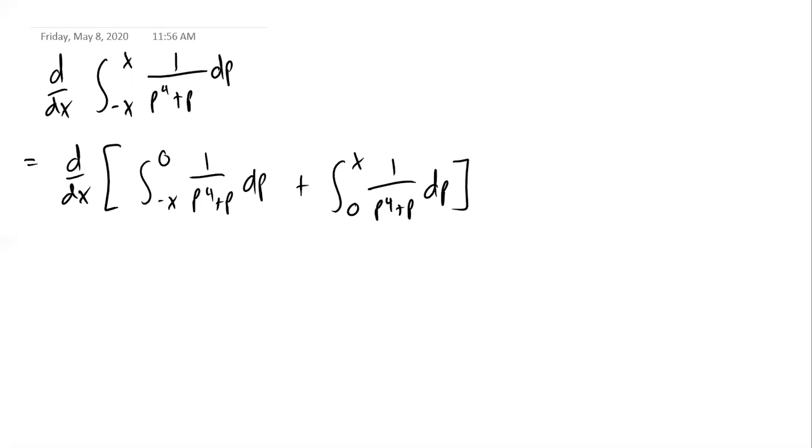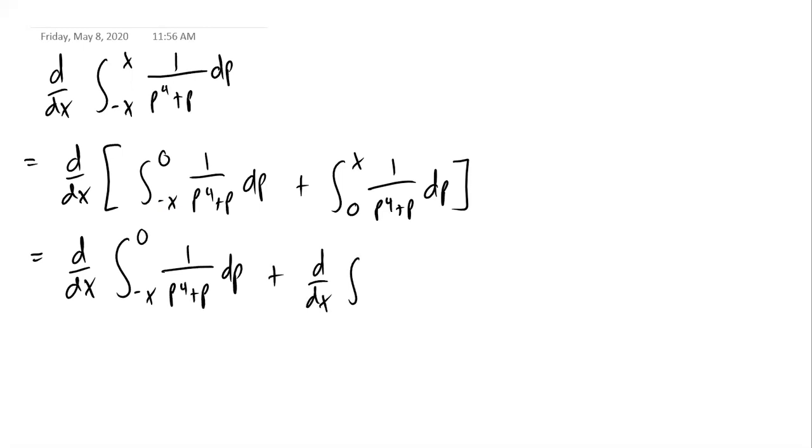Now, this is a derivative of a sum, so we can take the derivative of each term. This is d/dx of the integral from negative x to 0 of 1 over p to the 4th plus p dp, plus d/dx of the integral from 0 to x of 1 over p to the 4th plus p dp. Just separating it as the derivative of each term. Now, if we look at both terms we have here, specifically at this one, this is exactly what we had in the previous part, because what is this?